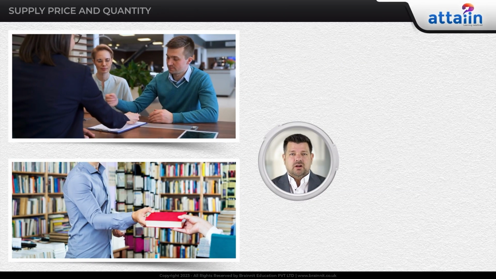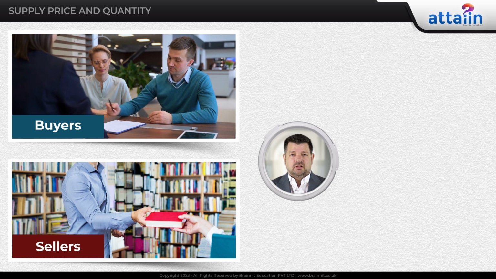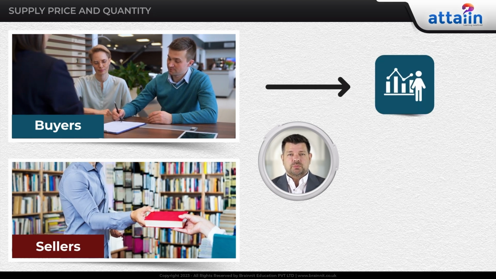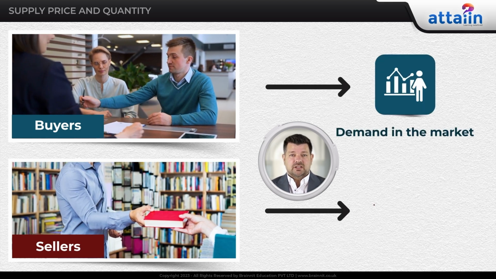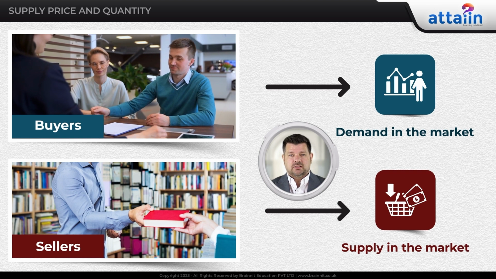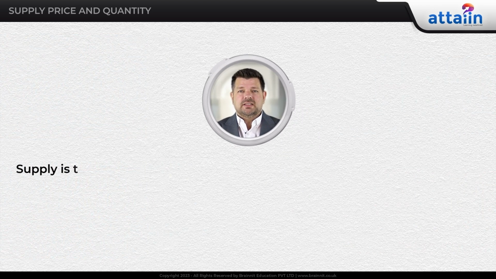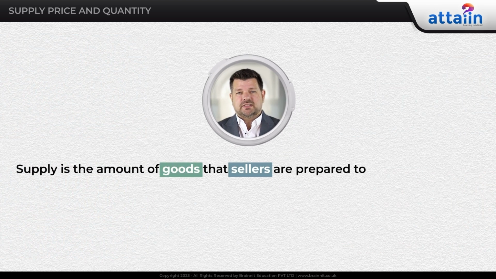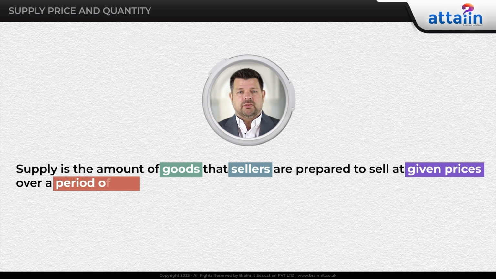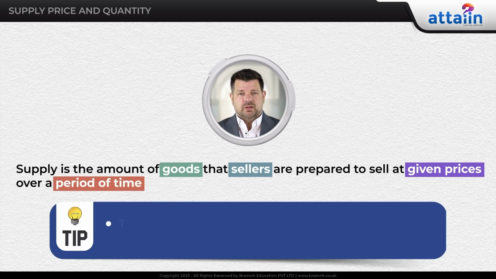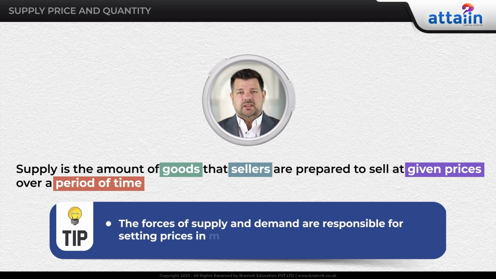As we know, in markets there are buyers and sellers. We already know that buyers are responsible for demand in the market and sellers represent supply in the market. Supply is the amount of goods that sellers are prepared to sell at given prices over a period of time. Remember, the forces of supply and demand are responsible for setting prices in the market.